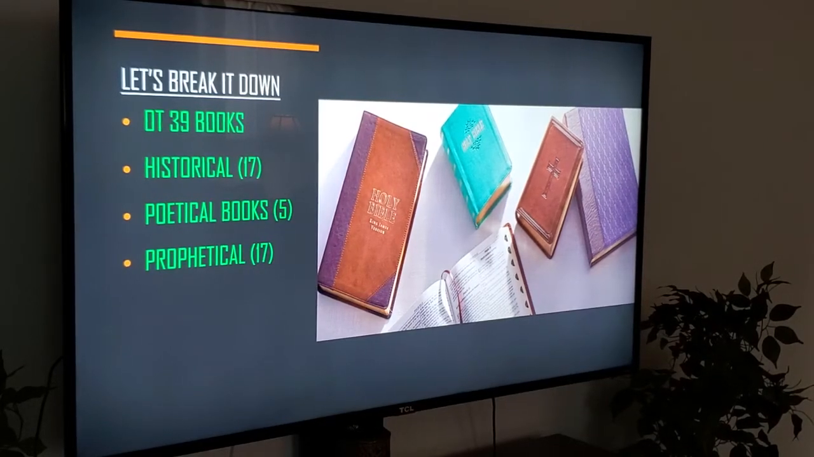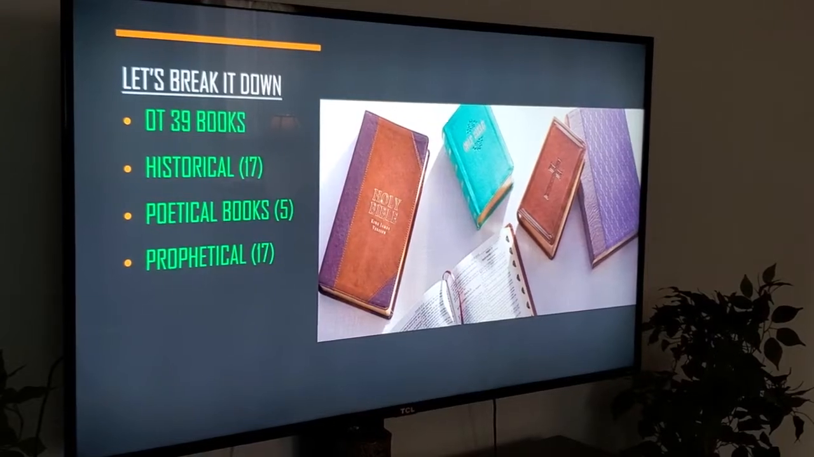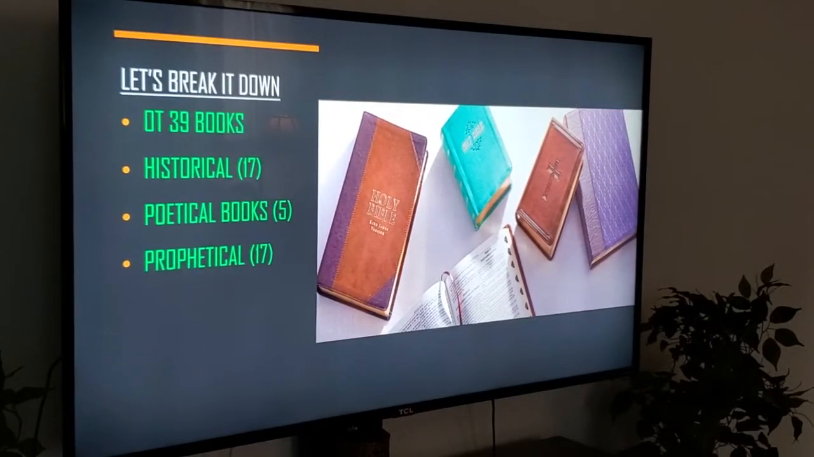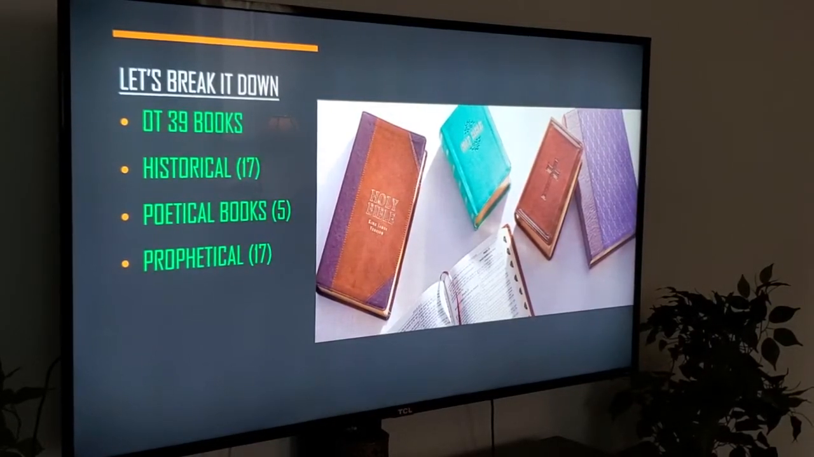So if you can break it down and you can recognize the different sections, right off the bat, you can start understanding it and have it not be as intimidating. Well, this part of the Bible is history, and this is poetry, and this is prophecy. You can start to see already. It doesn't have to be this huge, overwhelming, intimidating book.